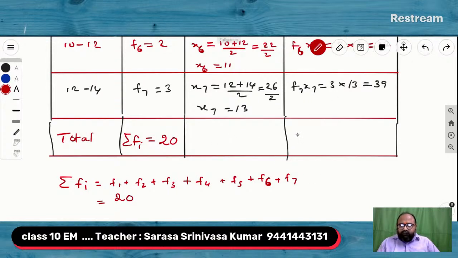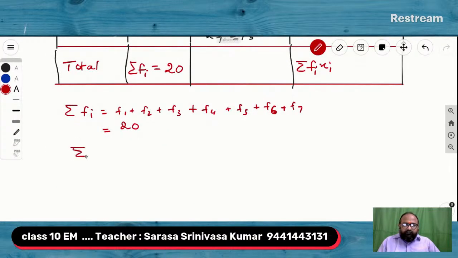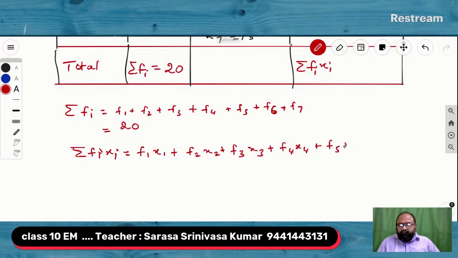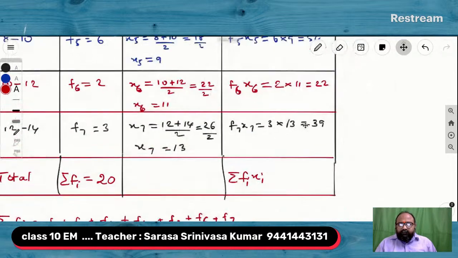Next, the last column is sigma fi xi. The meaning of this one is sigma fi xi equal to f1 x1 plus f2 x2 plus f3 x3 plus f4 x4 plus f5 x5 plus f6 x6 plus f7 x7. Here in the table we have found the values. Let us add all these values.